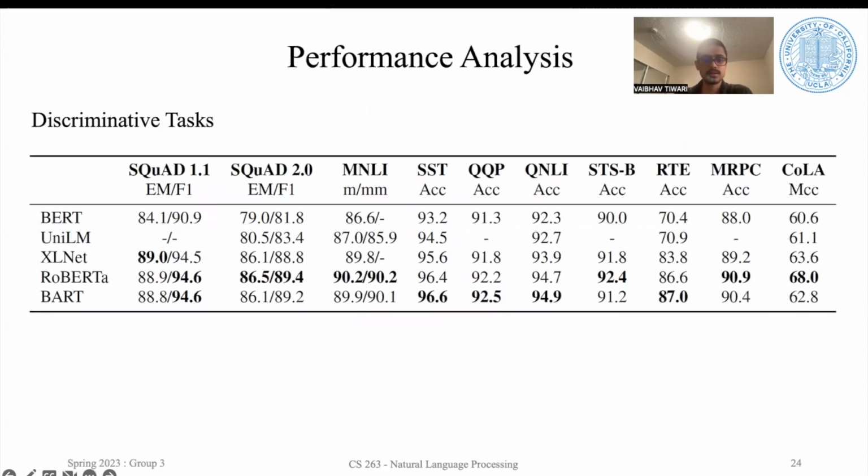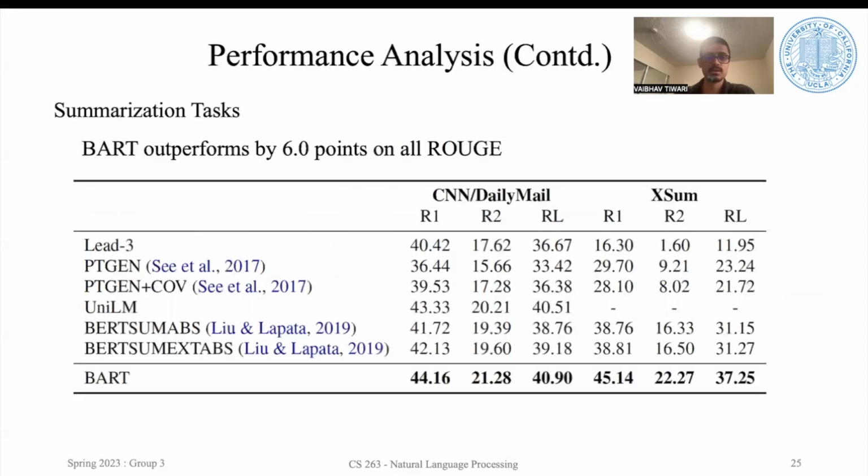For the first task, as we can see from this table, BART performs comparably to RoBERTa and XLNet, which were the state of the art for classification tasks. From this, we can infer that BART's unidirectional decoder layers do not reduce performance on classification tasks. Moving on to the summarization task. From this table, we can clearly see that BART outperforms the best previous work, which leverages BERT, by roughly 6 points on the ROUGE metrics, which is pretty amazing.